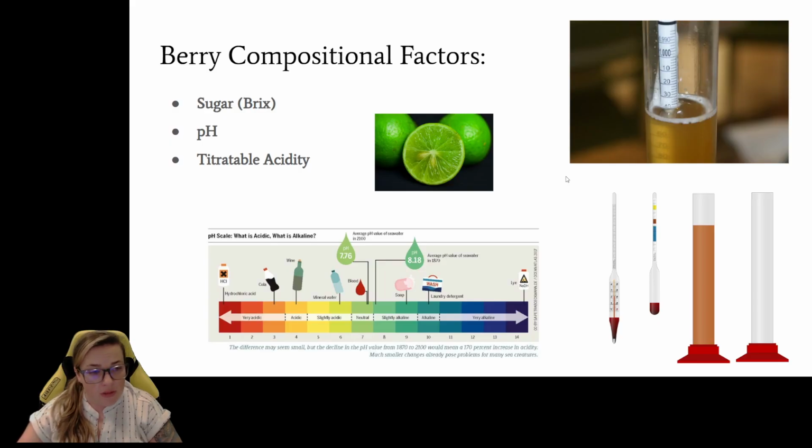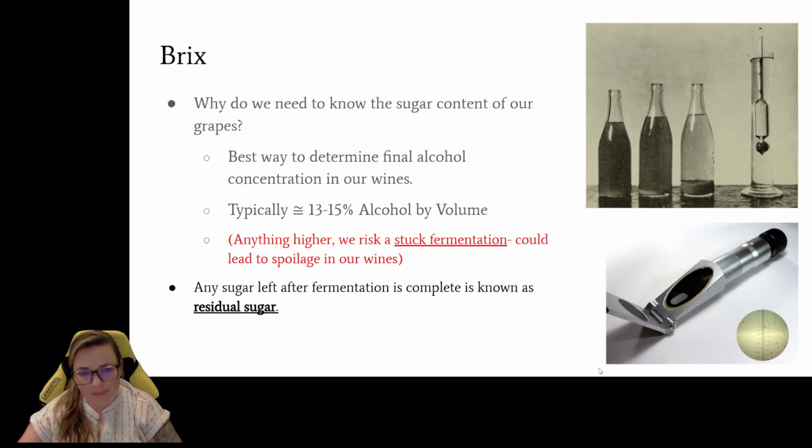Okay, the compositional factors that we're looking at before harvest include sugar, also known as Brix, pH, and titratable acidity. For Brix, the sugar content is really important, not just for that sliding scale of flavors that we talked about, but the sugar content is ultimately going to determine what your alcohol content is going to be in your resulting wine, right? So typically, for wines, 13 to 15% is pretty decent.